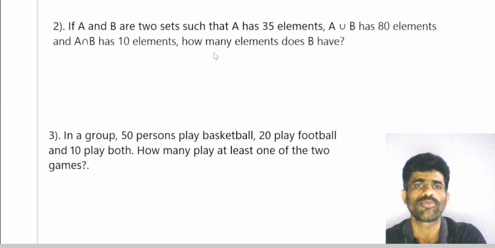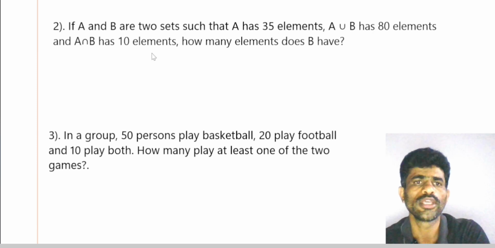These are the other two problems. Here also, what is given? A and B are two sets such that A has 35 elements, A union B has 80 elements, and A intersection B has 10 elements. We have to find the number of elements of B.